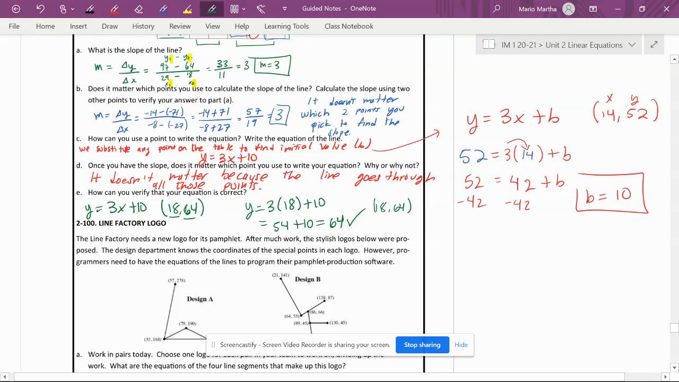And again, you can pick any other point and it should give you the same answer. Whatever y value you have on the table, you should be able to get it through the equation.